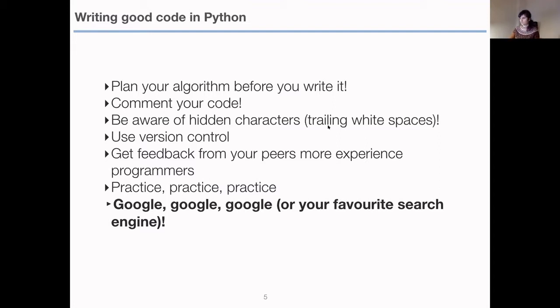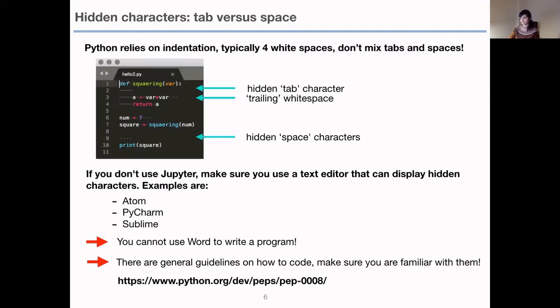So I'm just going to make two comments about hidden characters, because that is probably something you're not aware of if you're more of a Word user. Here's an example of a script that is a very bad example because it's got spelling errors, and it's not really clear what is happening at all. First of all, what we'll also learn today is that Python relies on indentation. So usually you use four empty spaces.